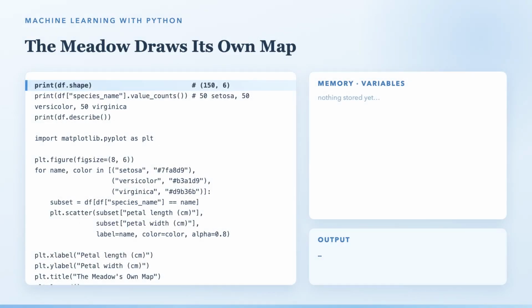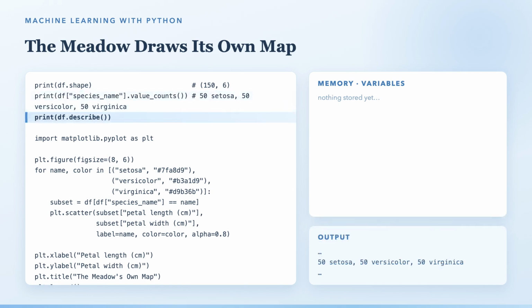Let's explore, gently. 150 flowers, 6 columns, and when we count the families, 50, 50, 50, perfectly balanced. That's rare, and it's a gift. No family will shout louder than another. Now watch what happens when we let the meadow draw its own map. We plot petal length against petal width, and look, the flowers arrange themselves. Setosa gathers in its own quiet corner, far from everyone. Versicolor and Virginica sit closer together, neighbors, with a soft, blurry edge between them.